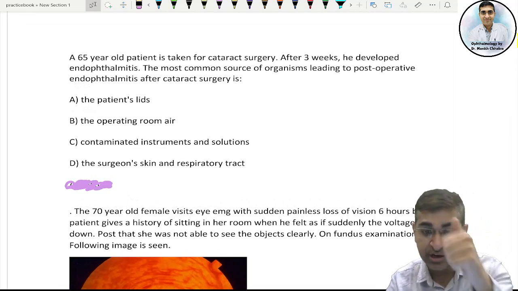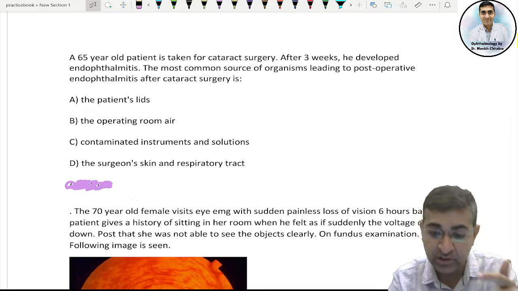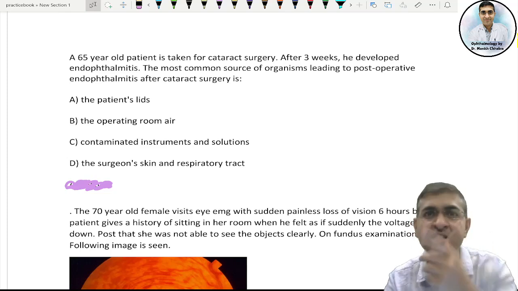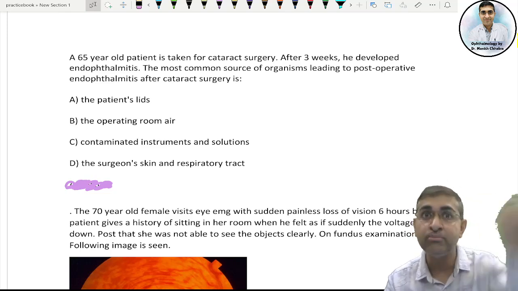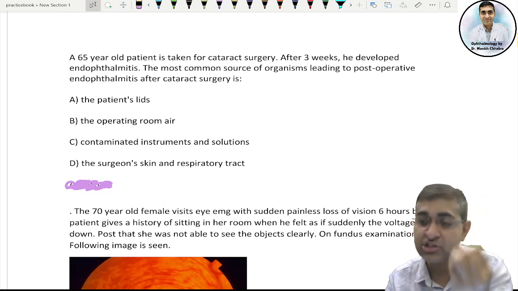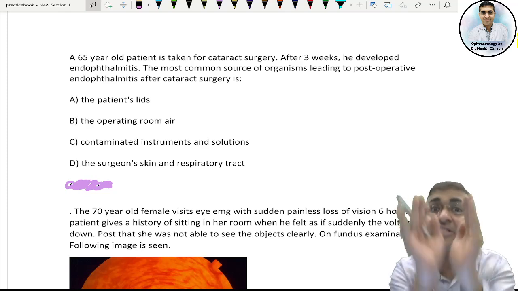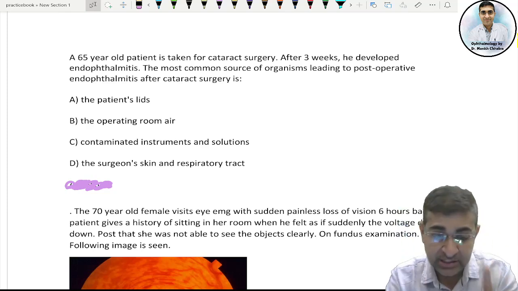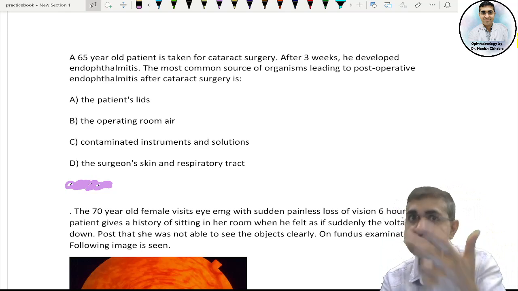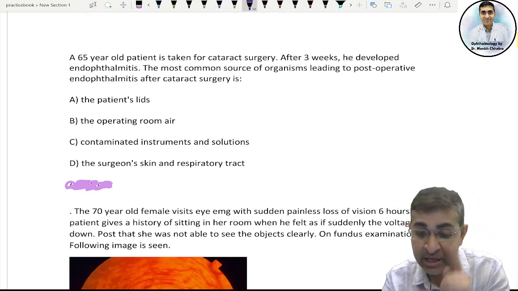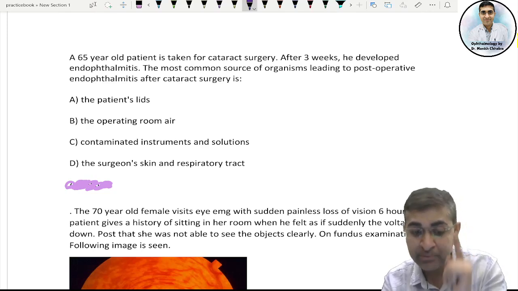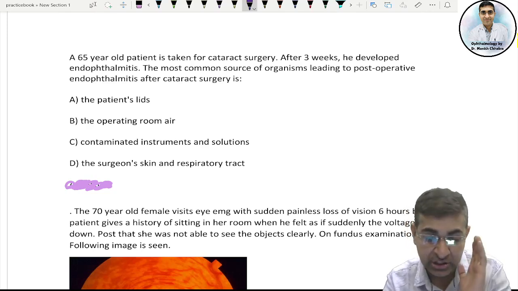Okay, now without wasting any more time, let's start with the very first question. A 65-year-old patient is taken for cataract surgery. After 3 weeks he developed endophthalmitis. What is endophthalmitis? Endophthalmitis is when there is inflammation of the choroid, retina, vitreous humor, aqueous humor, lens zonules, excluding sclera, and of course the Tenon's capsule. So the most common source of organism leading to post-operative endophthalmitis after cataract surgery is, right?